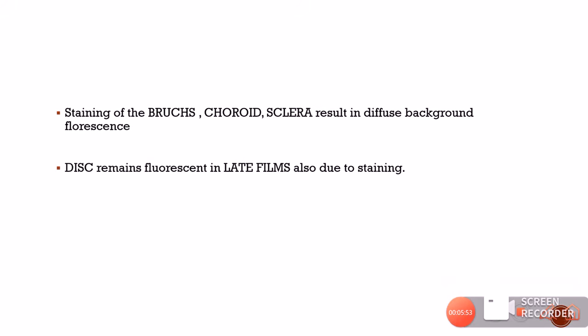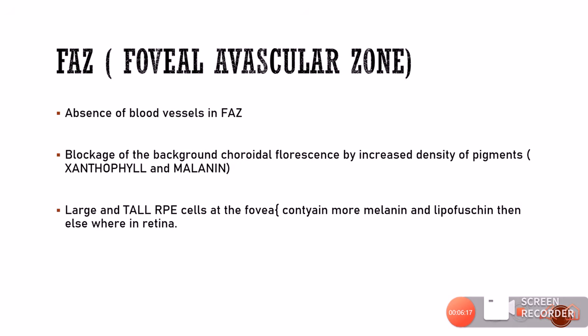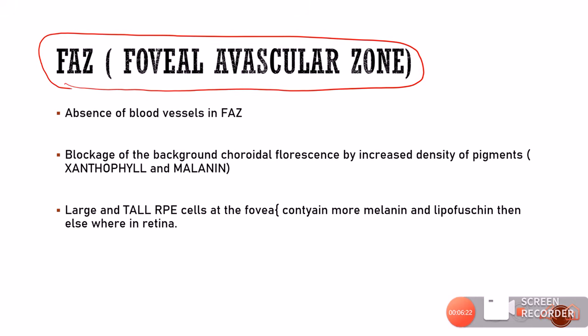Now along with the disc, one more thing which you should remember is that during the late phase, the choroid and sclera, all of them will get stained and they will result in a diffuse background fluorescence. However, it will not be like the choroidal flush that we see during the choroidal phase. The disc also will remain fluorescent in the late films, and all this is because of staining and not because of any leakage. Coming to the foveal avascular zone, the dark area that we see in the center of the image of the FFA is actually the foveal avascular zone.